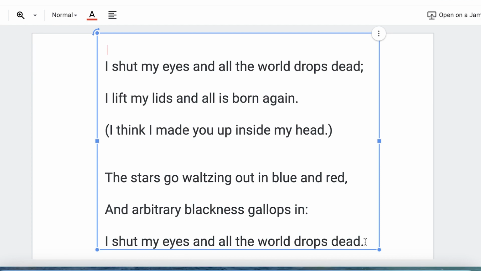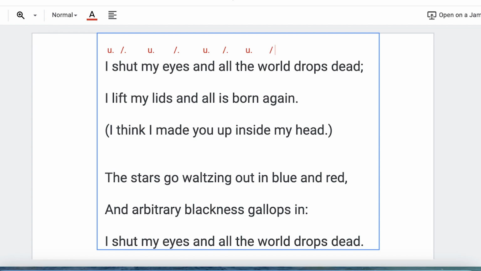So, I shut. We have this unstressed, stressed. Sorry, my computer's going to add periods after each of them. That's not really there. I shut my eyes. I don't know if you can feel that, but it kind of goes down and up. I shut my eyes. So I come back up for this stress. I shut my eyes and all. It goes down and up here, and all. And all the world, it goes down and up again, and all the world drops dead. I shut my eyes and all the world drops dead.